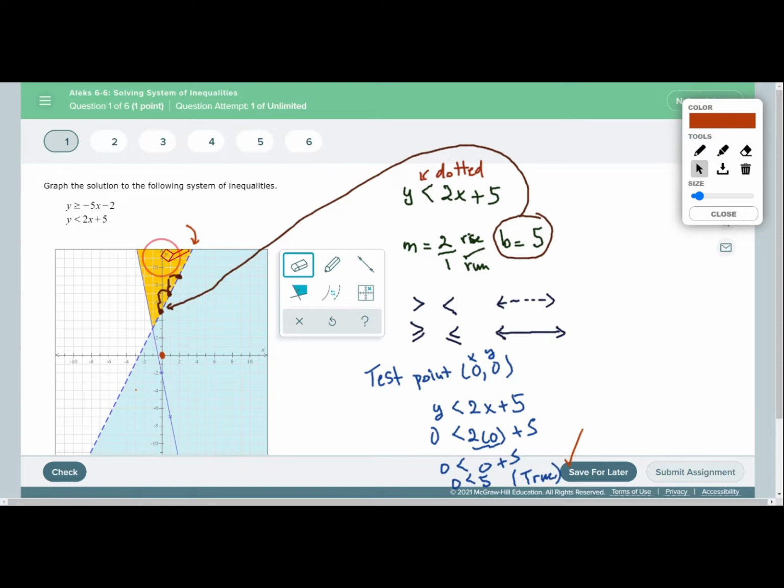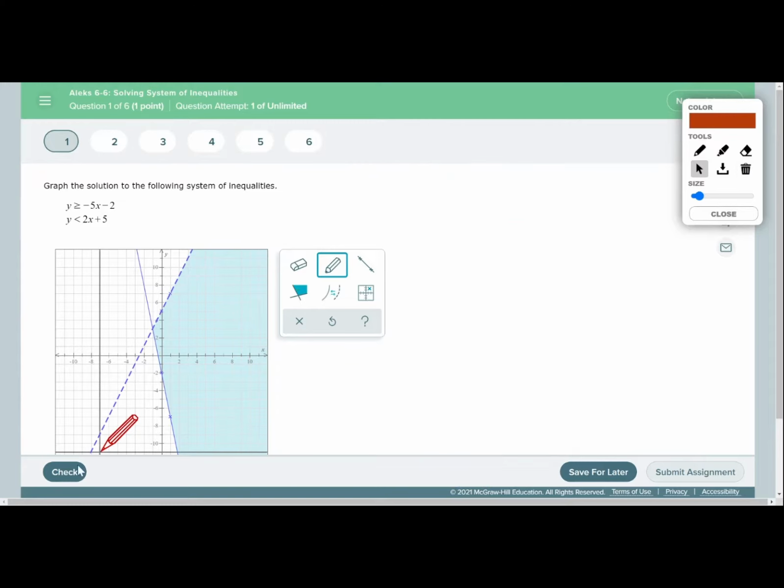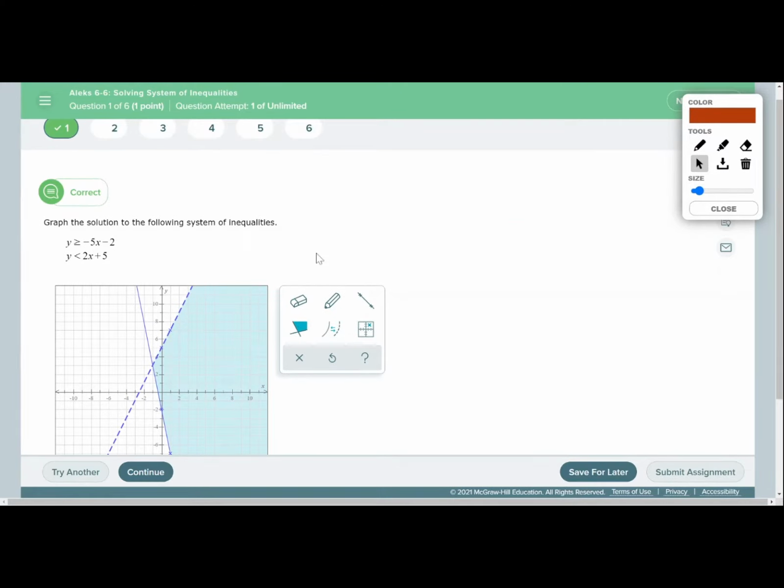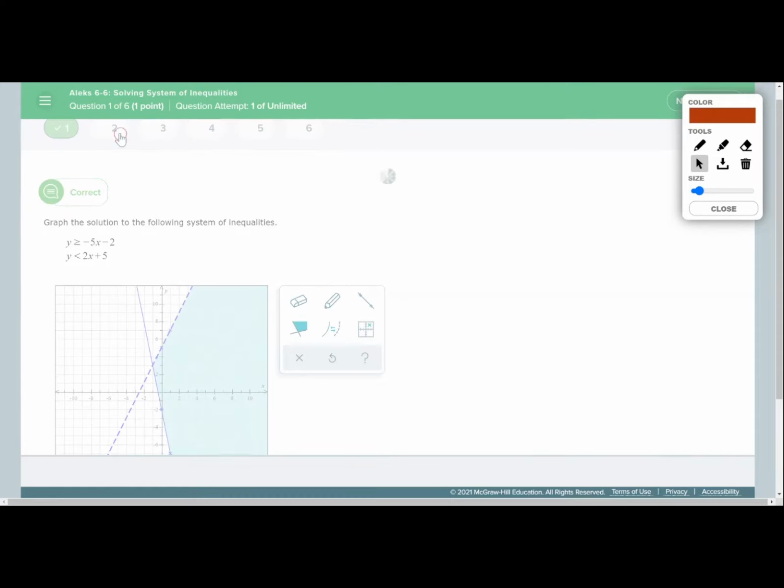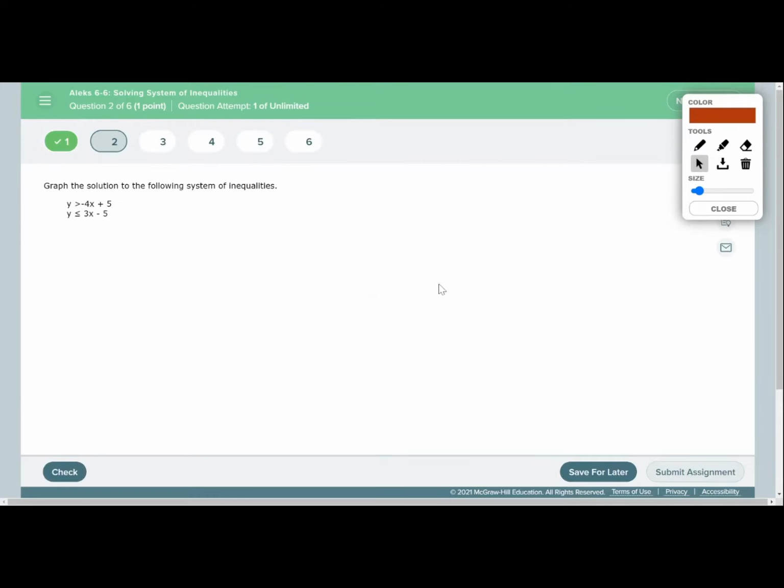For me, I'm going to click on the eraser. That's not supposed to be there. That's not supposed to be there either. So the solution is the one that we're looking at right now. Anything within this section. That's it. All right, check. Okay, we're going to see a couple more problems. Hopefully you will see it easier.